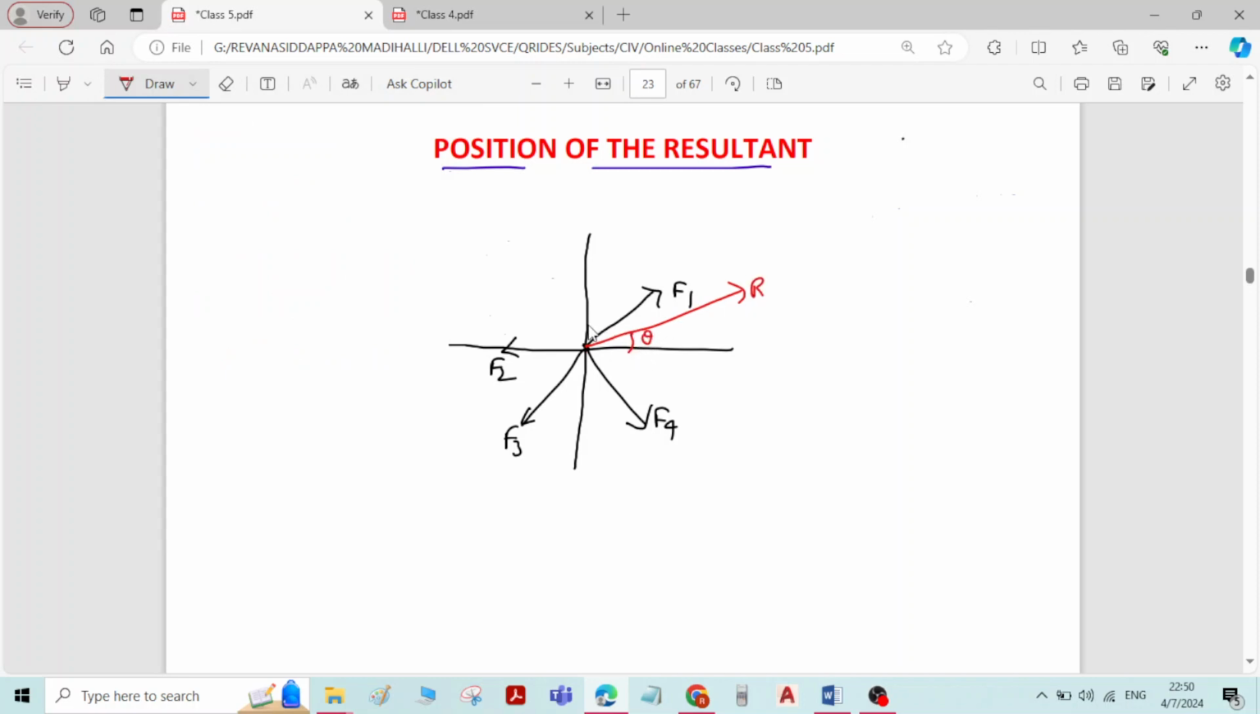How is it known? As the line of action of all the forces passes through a single point, the line of action of the resultant force should also pass through the same point. That is how the position of the resultant force is known for a coplanar concurrent system of forces.